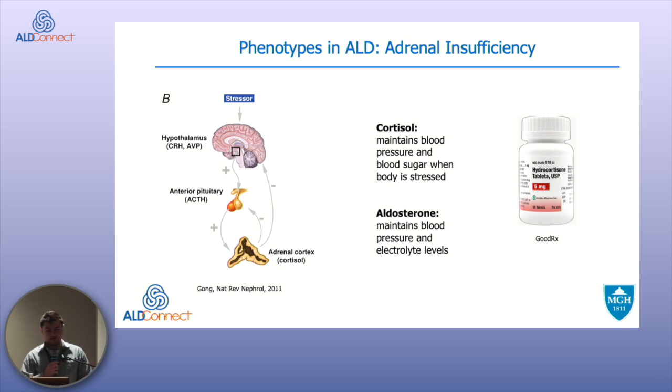Now, if you don't have working adrenal glands, which is what happens in adrenoleukodystrophy, then when your body is under stress, it can't compensate with the cortisol and to a lesser extent the aldosterone. And that's why we give back the hormones. And it's actually pretty straightforward to treat.